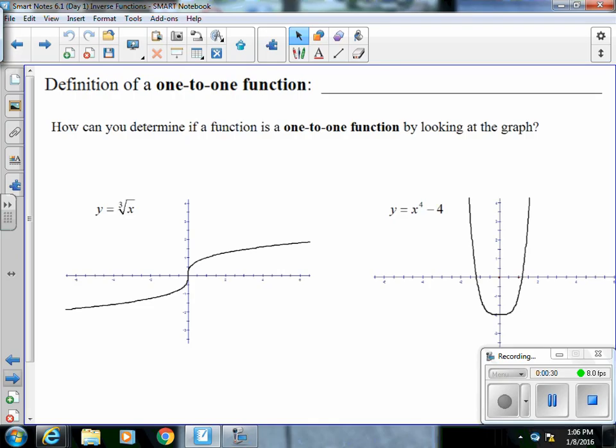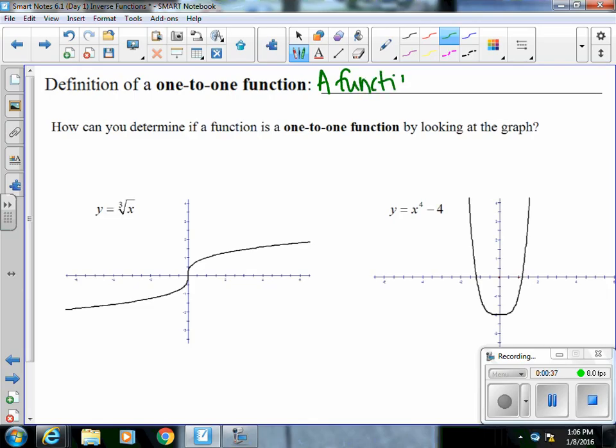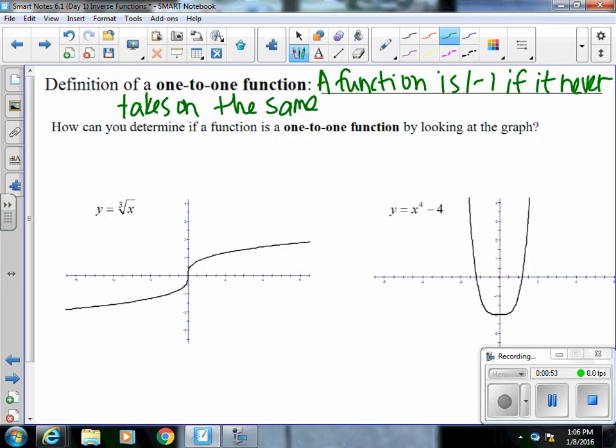The definition of a one-to-one function is, and this definition is a bit longer than the space I gave you, I apologize for that, a function is one-to-one if it never takes on the same y value twice. Meaning f of one value of x is never equal to f of another value.